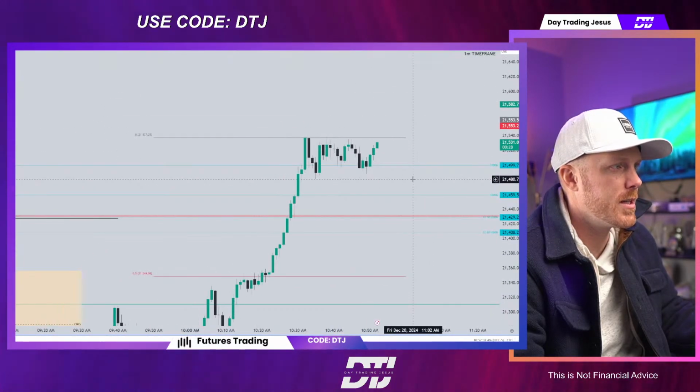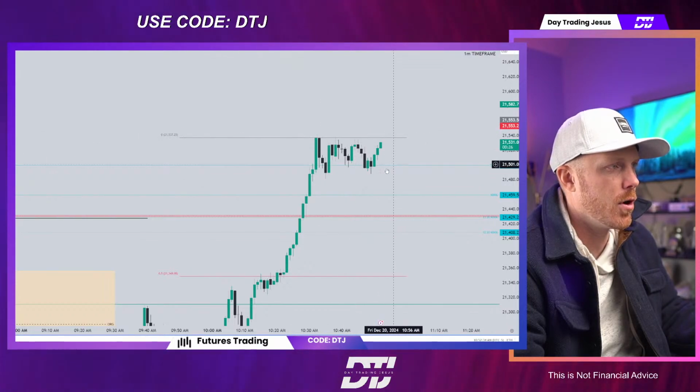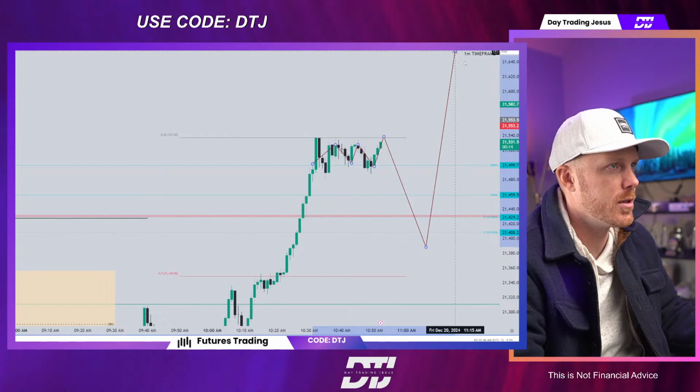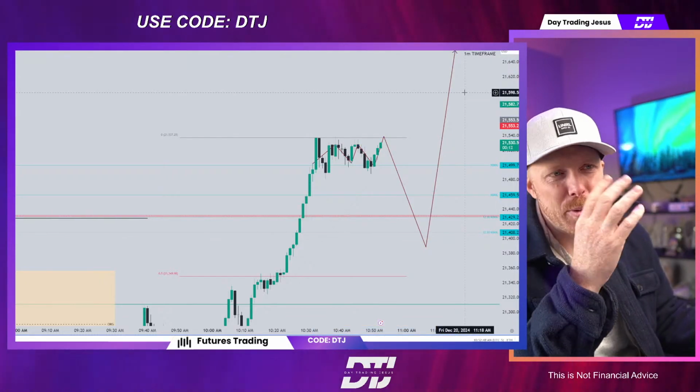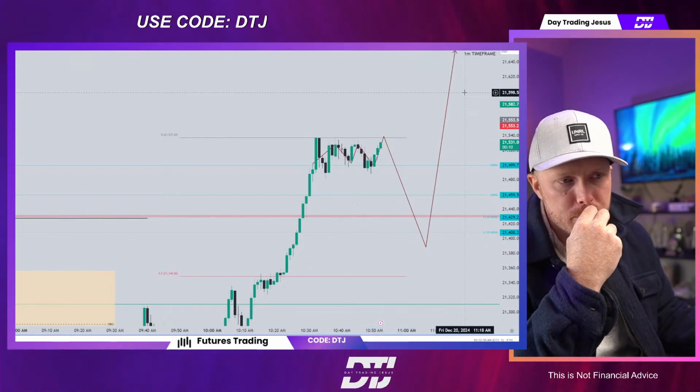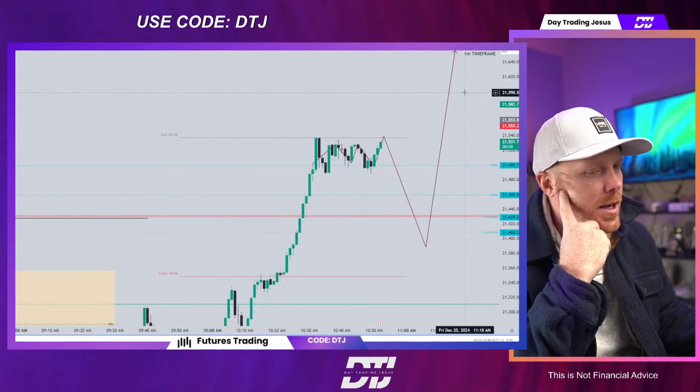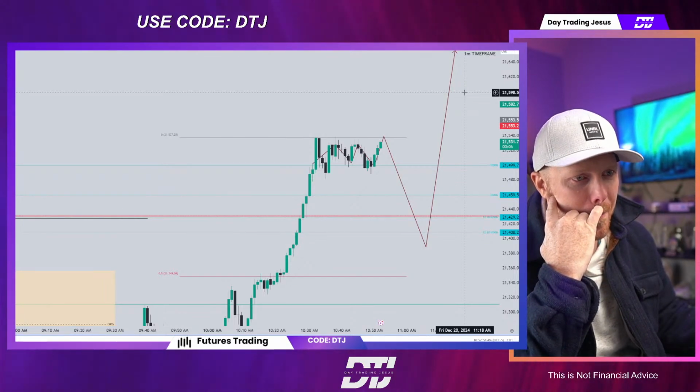What I would want to see first is we have our accumulation right here. I would want to see accumulation like we're seeing right now. I would want to see manipulation and then distribution. It could be the other way as well. It could go the other way, but ultimately that's what I'd be looking for.